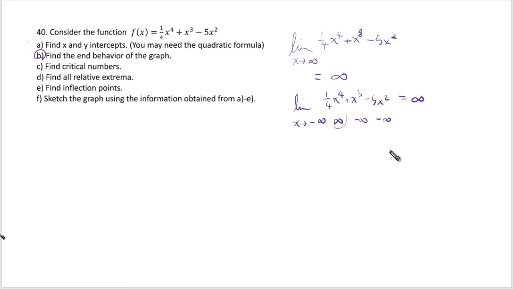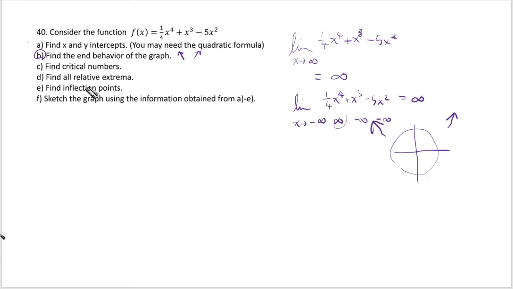What does that mean? That means the end behavior, I don't know what happens in here, but at least toward the ends, it goes to positive infinity as you go right, and also positive infinity as you go left. So the end behavior of the graph would be going that way and that way.